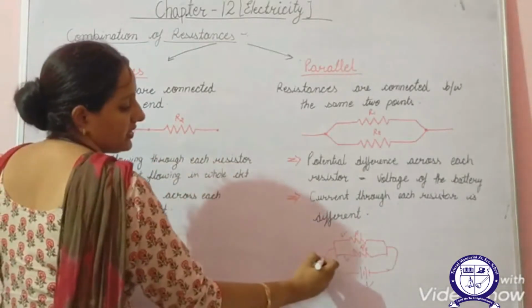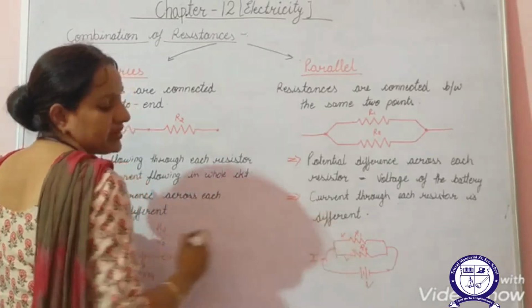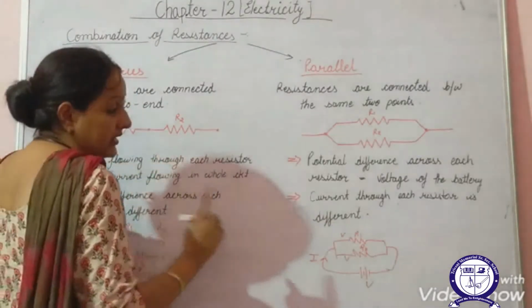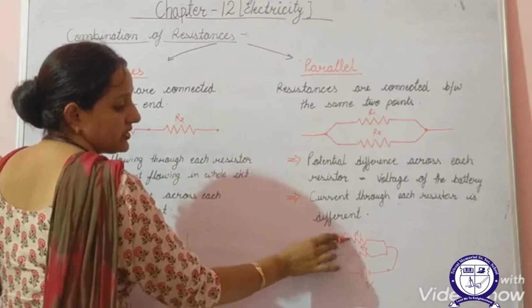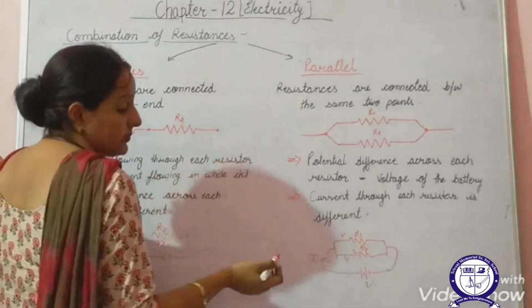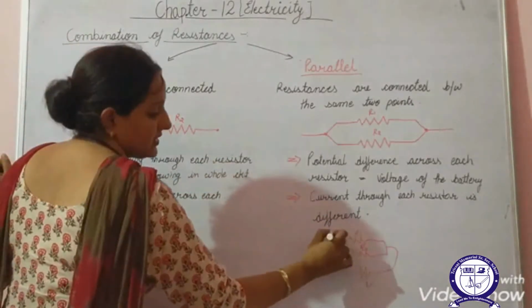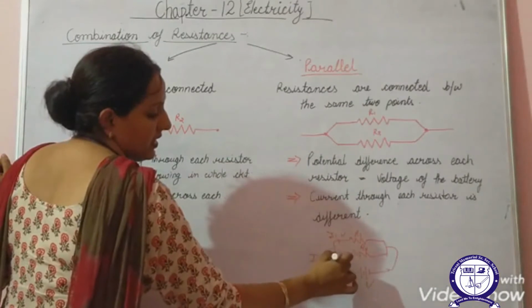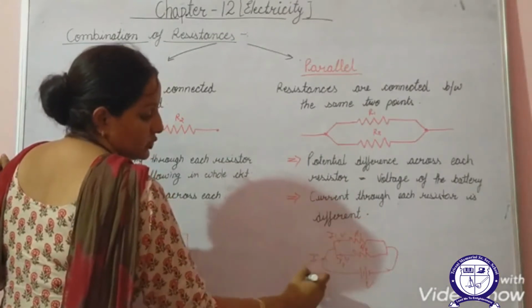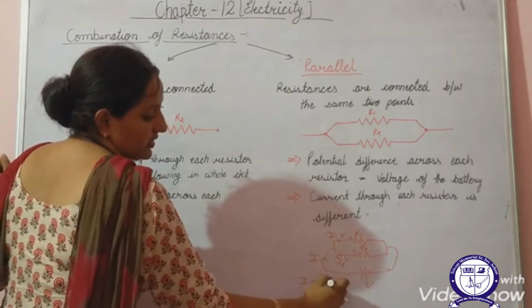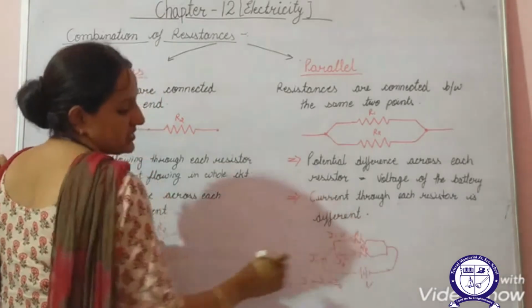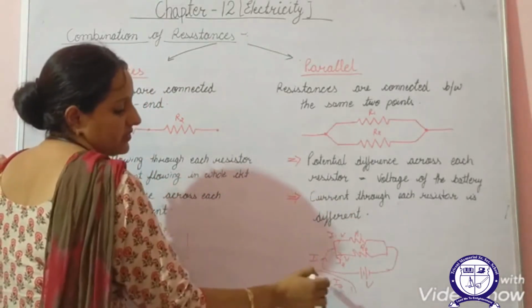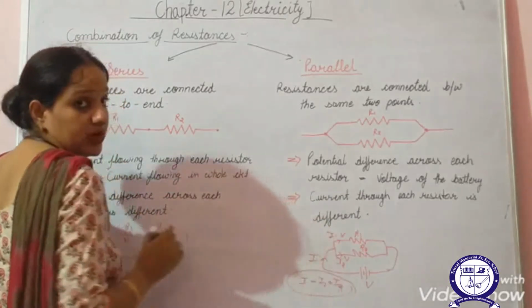But if we talk about the current, if the total current I is flowing in the circuit, then the current flowing across both the resistors will be different depending on the value of resistances. It may be I1, it may be I2, but the total current must be equal to the individual currents flowing across these resistors. That is, I1 plus I2 must be equal to the total current.